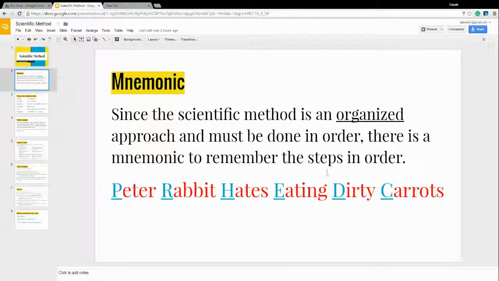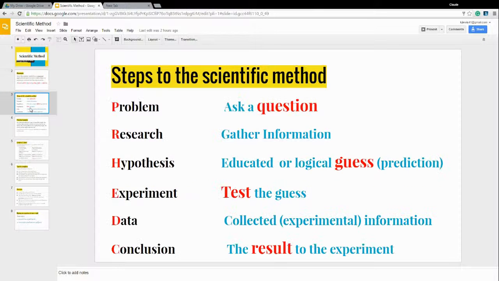For you to remember these steps in order, it's good to learn this mnemonic right here on the bottom. It says Peter Rabbit hates eating dirty carrots. The P is for problem, the R is for research, the H is for hypothesis, the E is for experiment or experimentation, the D is for data, and the C is for conclusion. Here are the steps. Let's go talk about each one.